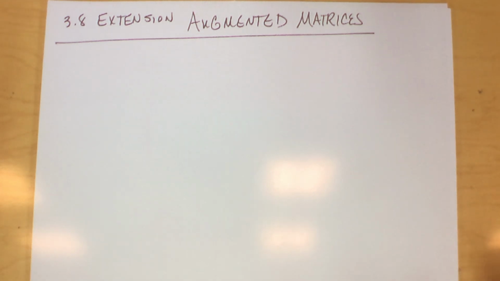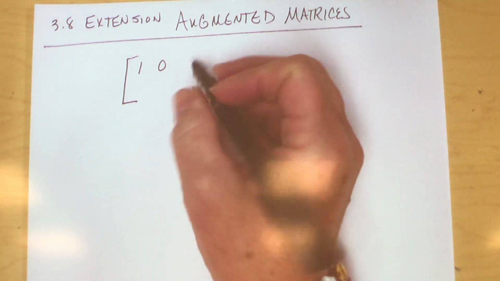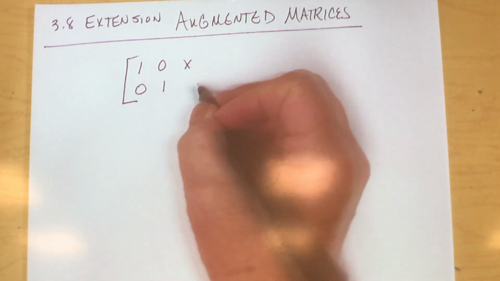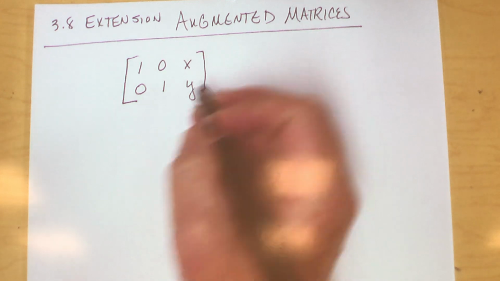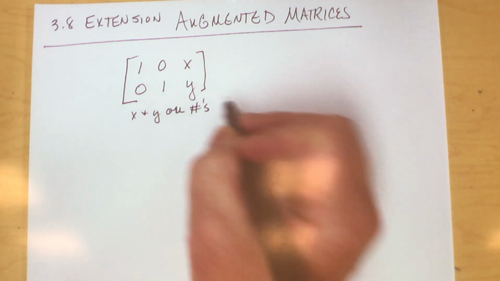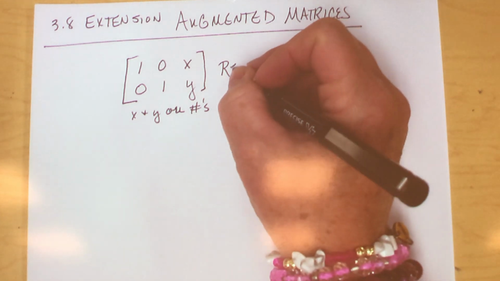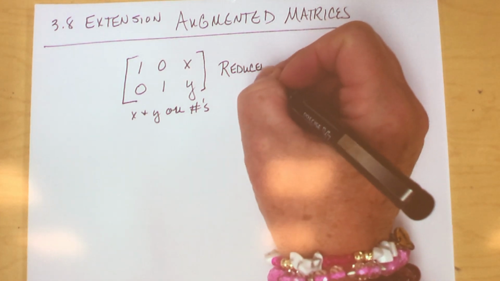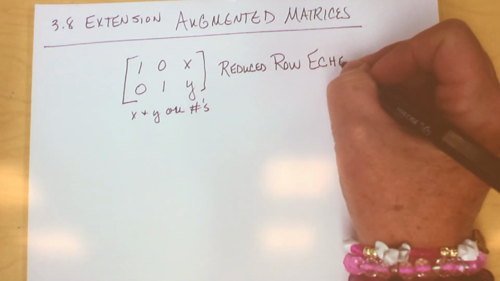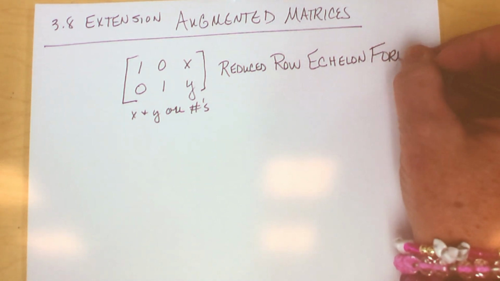What are you looking for in the end? In the end, you want your matrix to look like this. And then there'll be a number right here. I'll just call it an X. Okay? And then 0, 1. And there'll be a number right here. We'll call it a Y. All right? So X and Y are numbers. And this is called, you're fixing to learn a new word, reduced row echelon form. That's what this is called.